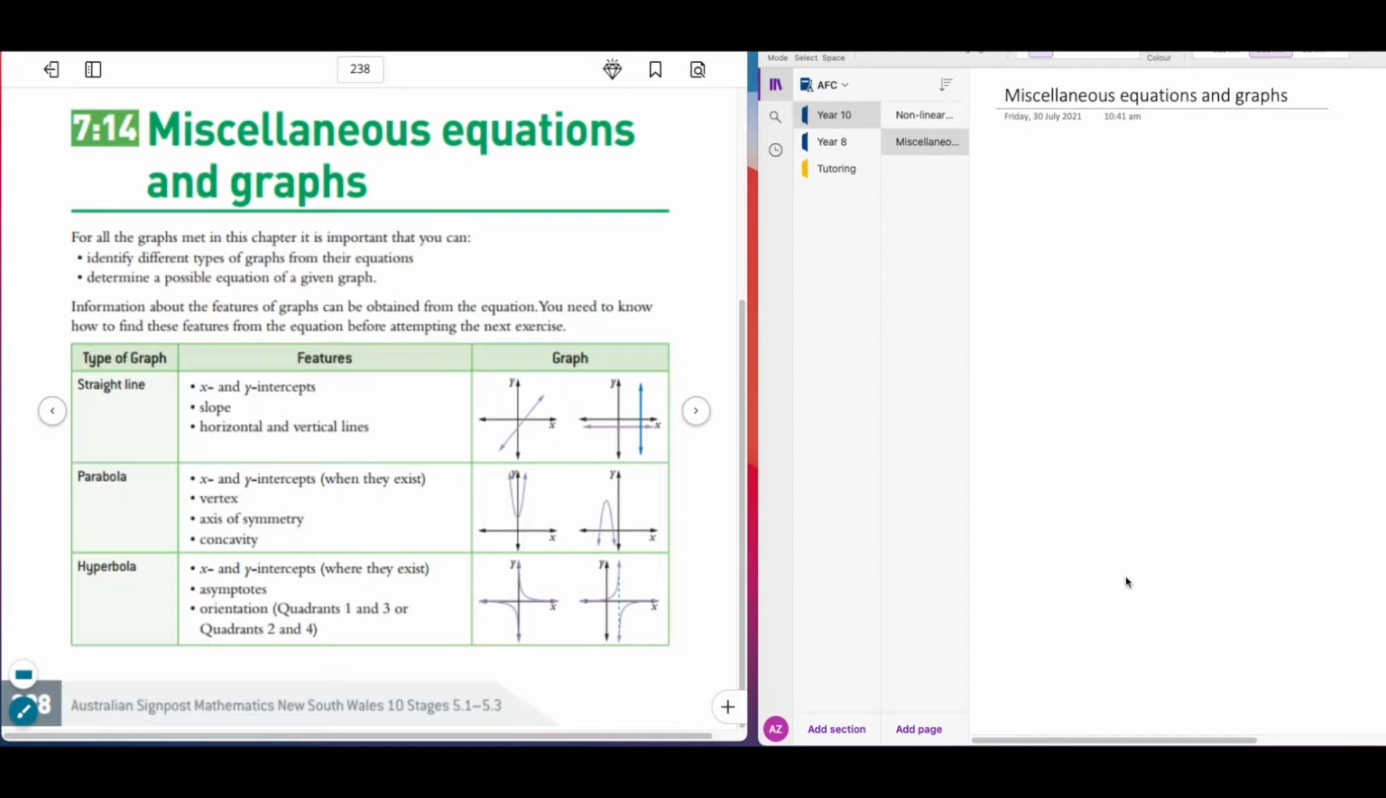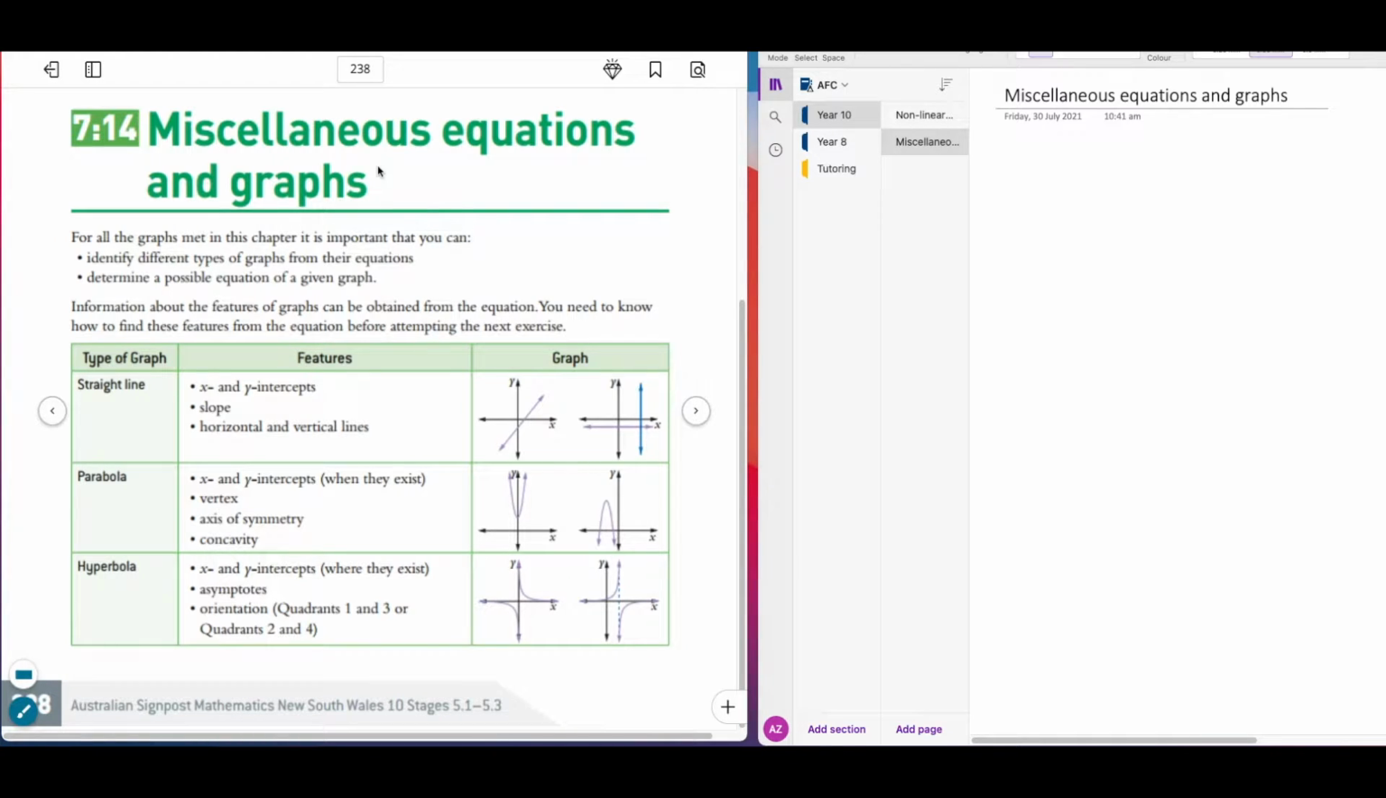Hello everyone, welcome back. In today's lesson, we're going to go through miscellaneous equations and graphs. This exercise gives you a summary of all the graphs that you've learned so far in this chapter, and it will test you on that. It will mainly test you to find the equations of graphs.